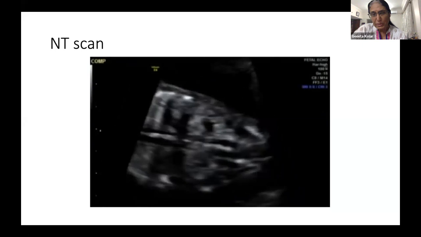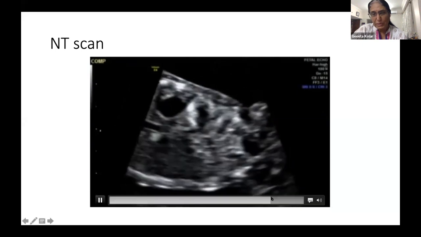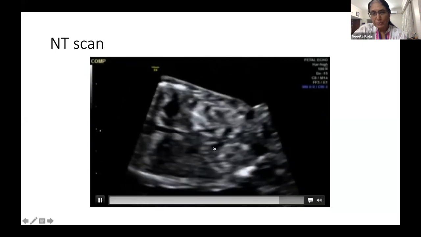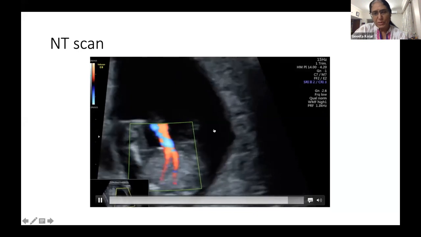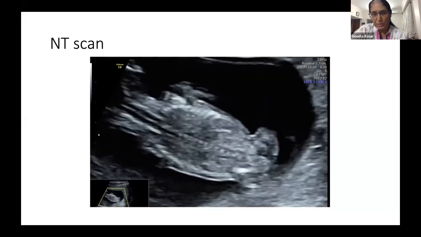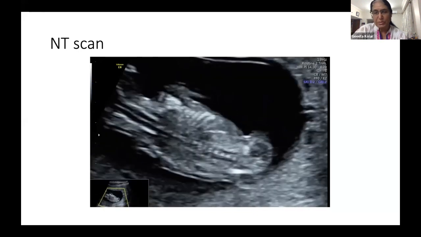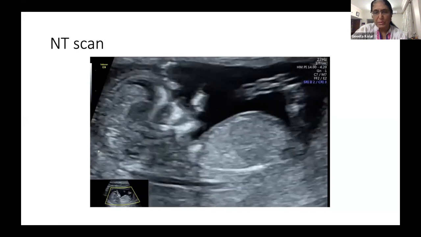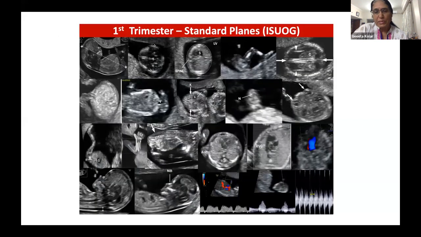So these are the details which you can see nicely: the stomach, the bladder, the two kidneys on either side. So there is lots and lots of information that you can gather even at this stage, between 11 to 13 weeks, 6 day scans. These are the standard planes recommended by the ISUOG to screen for abnormalities. And each plane is important because we can detect certain abnormalities when we look at that plane.